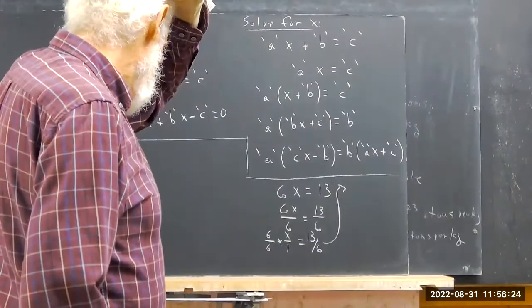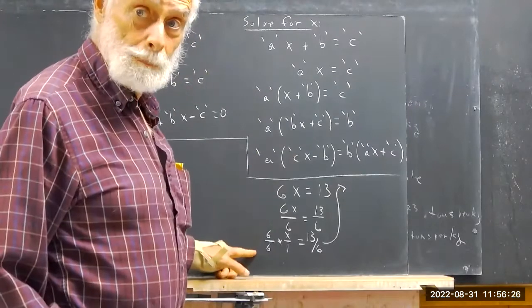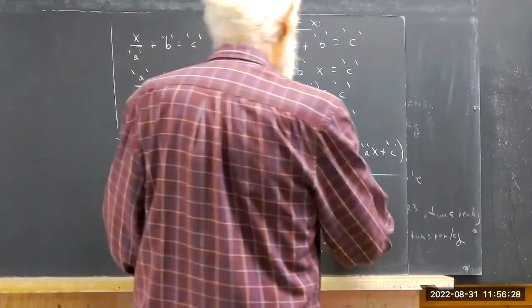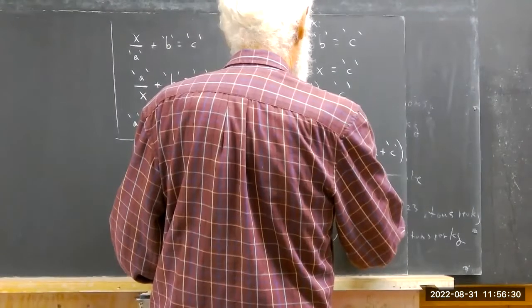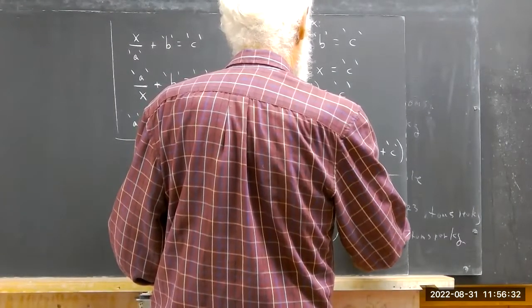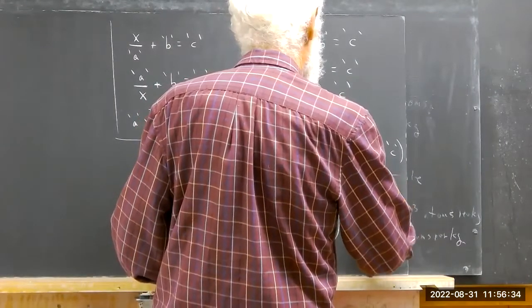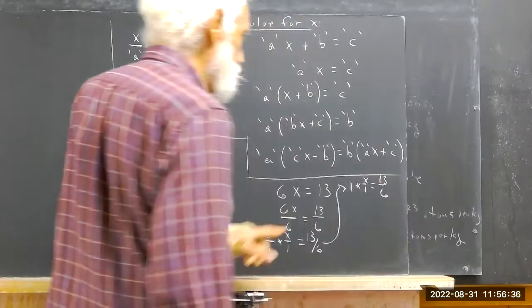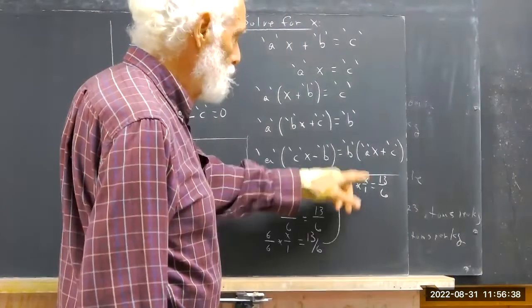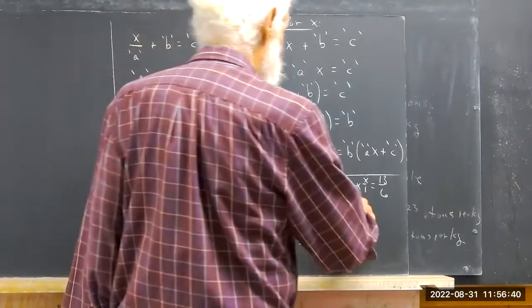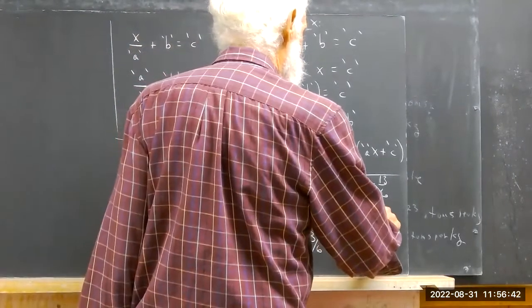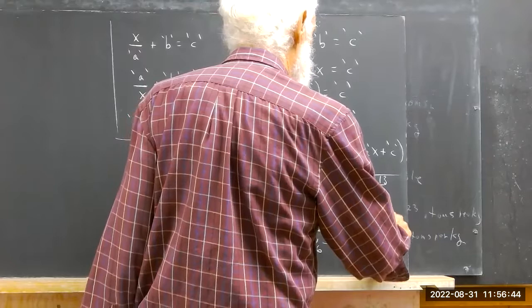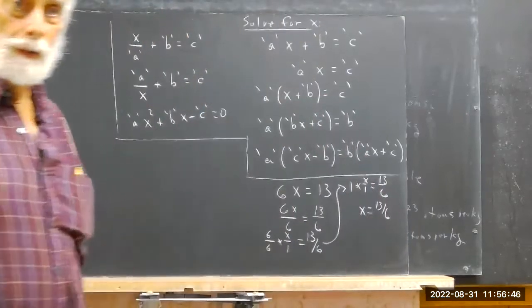Look here, and 6 over 6 is 1, right? So remember, 1 times x over 1 equals 13 over 6. And 1 times anything is that thing, and 1 divided into it becomes that thing. So clearly, this is x. And I never had to cross anything out. I used rules.